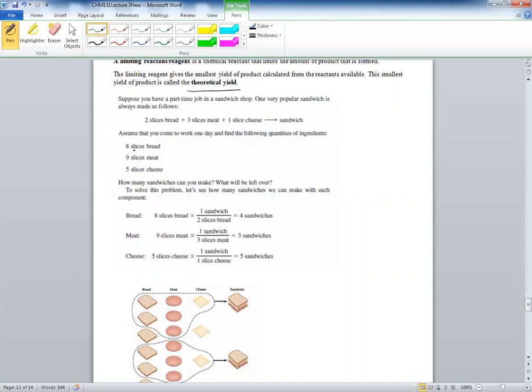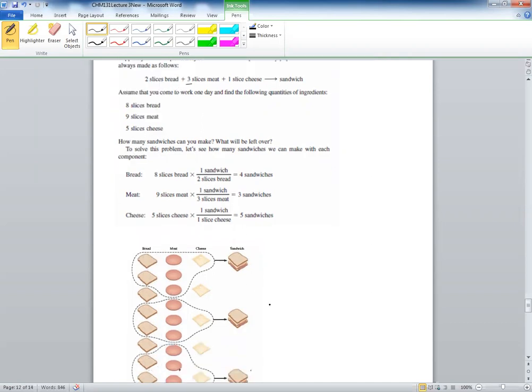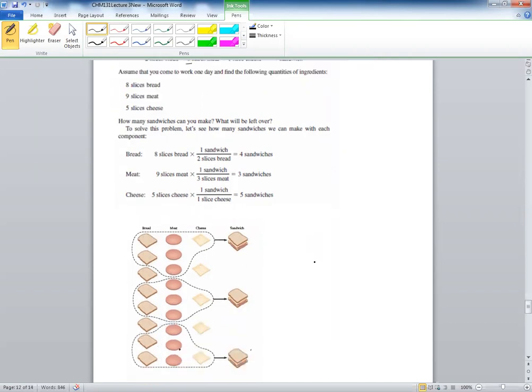So if you have 8 slices of bread, the most you can make is 4 sandwiches. If you have 9 slices of meat, since you need 3, the most you can make is 3 sandwiches. And if you have 5 slices of cheese, the most you can make is 5 sandwiches. But do you know how many you are actually going to make? It's 3. Why? What runs out?